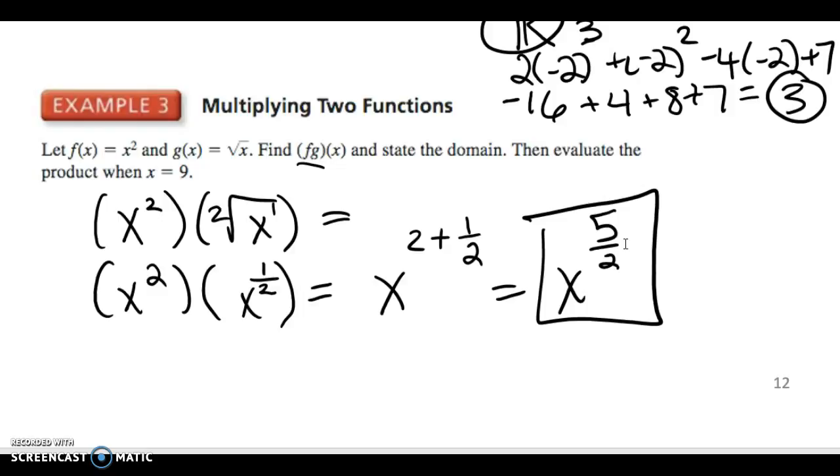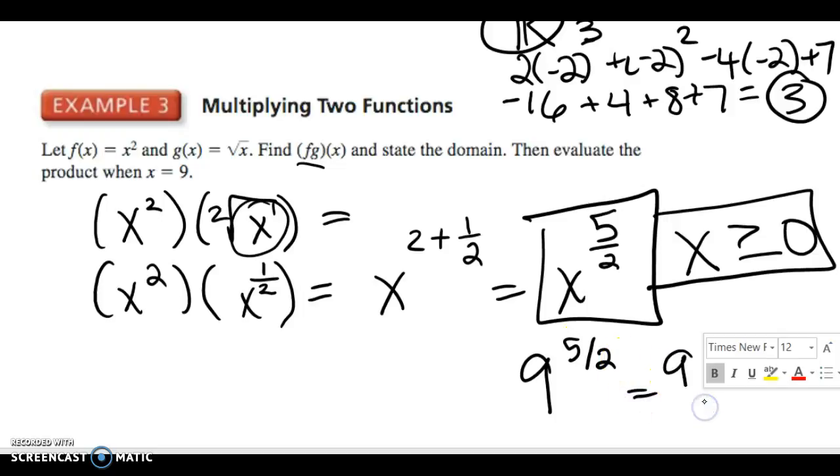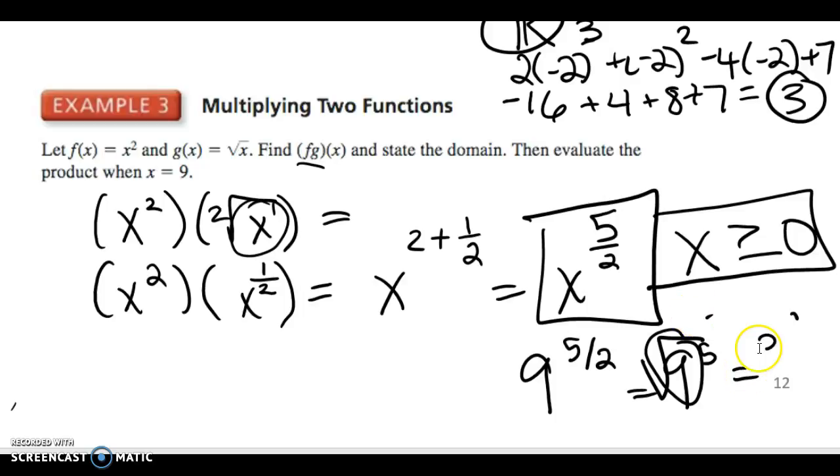Now the domain. Since we have a square root function, the domain for a square root says x must be greater than or equal to 0. And now let's evaluate. Plugging 9 in, we can rewrite it so I can solve without a calculator. And we get the square root of 9 to the 5th power. Square root of 9 will be 3, 3 to the 5th will be 243.